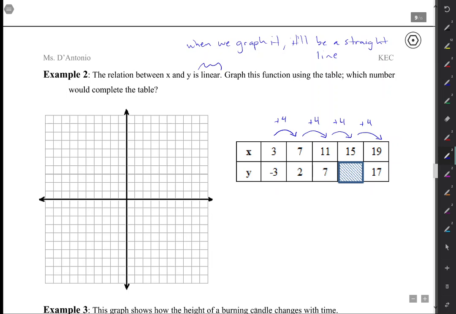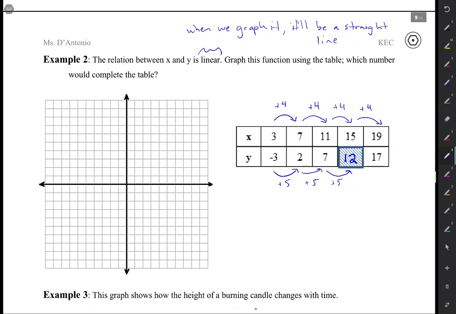Let's see if we can find a pattern with the y values. So to get from -3 to 2, we add 5. To get from 2 to 7, we also add 5. Therefore, we're going to add 5 to 7 to get this blank. So 7 plus 5 is equal to 12. So that there would be the missing blank. So now we can actually graph these points.